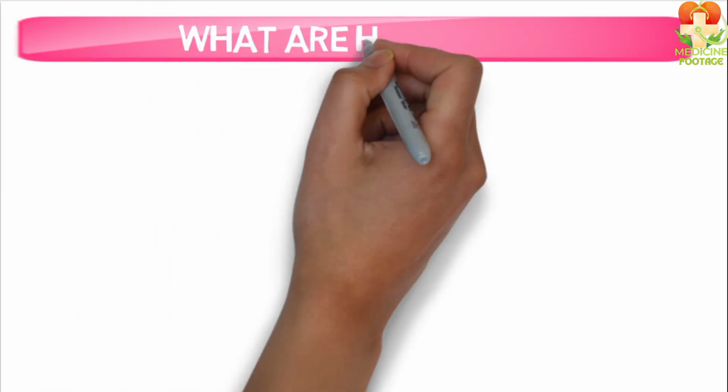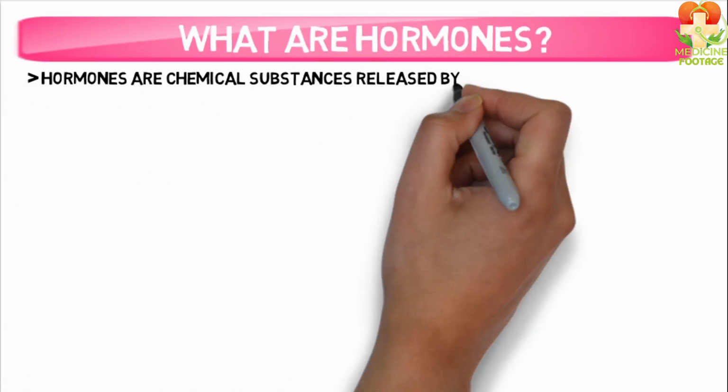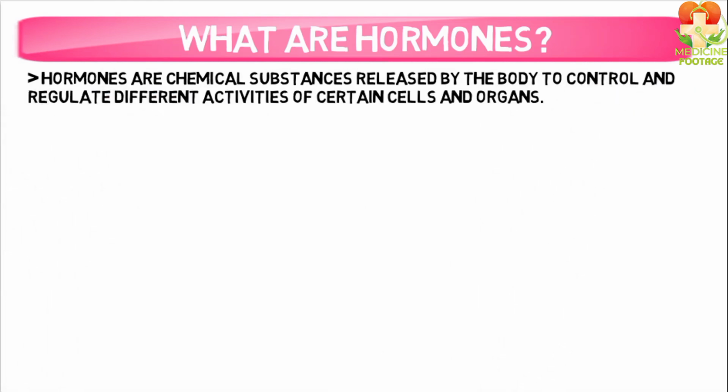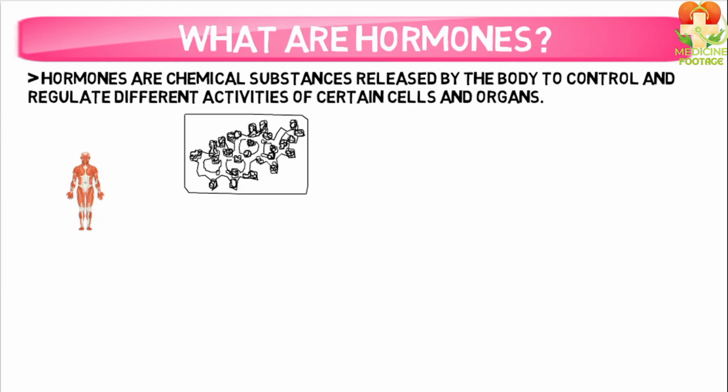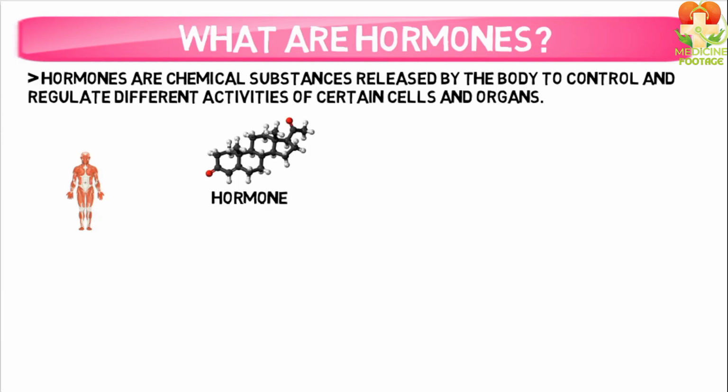So let's begin. First, let's look at the definition of hormones. What hormones are. Students, hormones are chemical substances in our body which are released by some organs in our body. And then those chemical substances control various activities of our body.